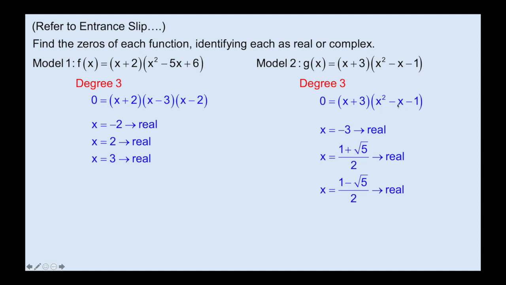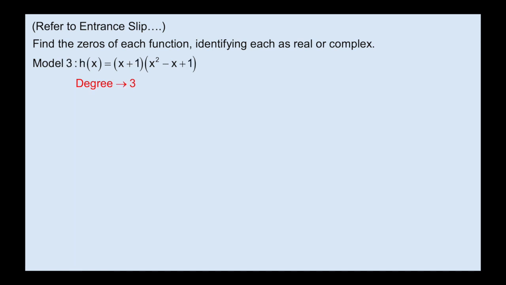The square root of b squared, so negative 1 squared is 1, minus 4 times 1 times negative 1, and that becomes a positive 5 there, all divided by 2 times 1, giving us 2. So again, we get these 2 answers. Because they didn't have i's in them at all, that's considered real for all 3 of those. Now looking at model 3, you're going to want to do the same type of thing.